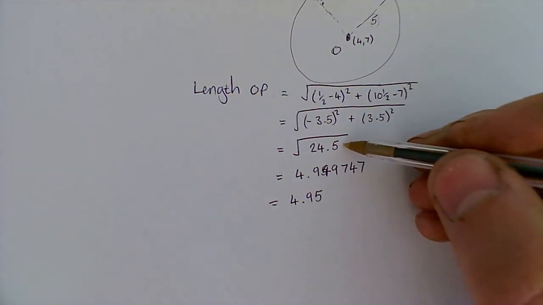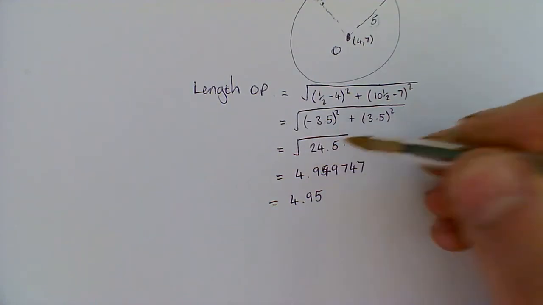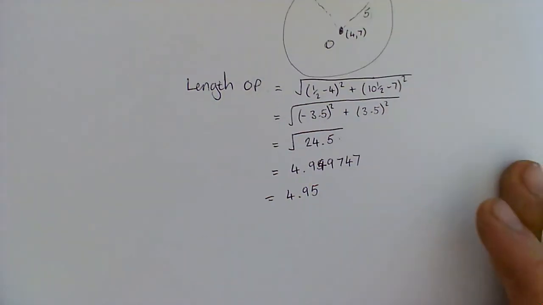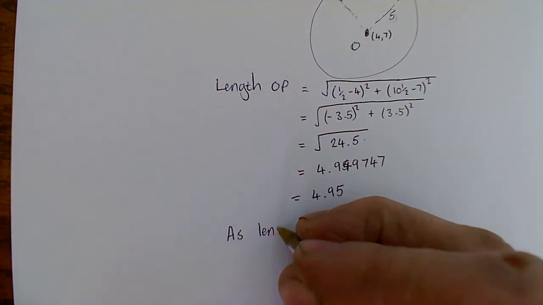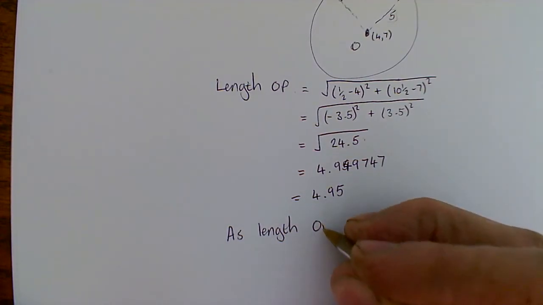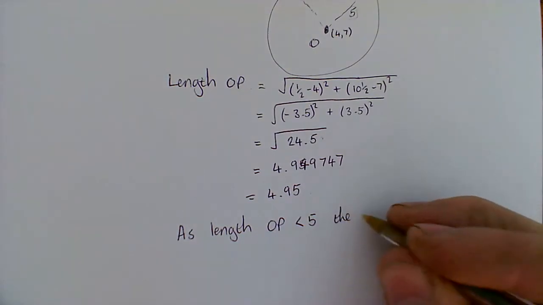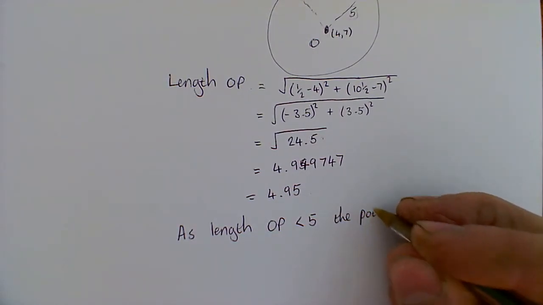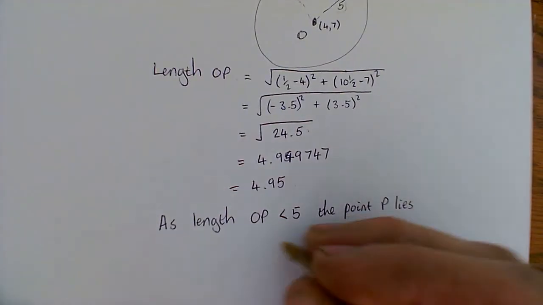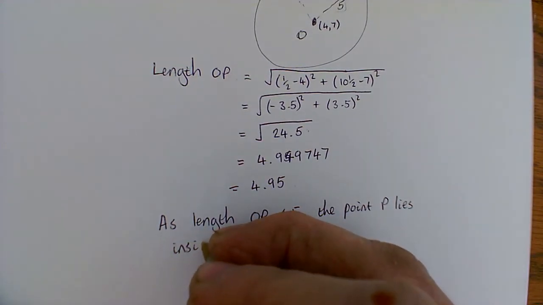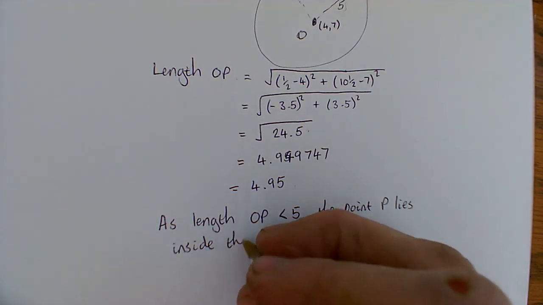Now, actually, we could have told that this square root is going to be smaller than 5 because we know the square root of 25 is just a bit bigger. But putting it as a decimal just confirms this. We need a conclusion. As length OP is less than 5, then the point P lies inside the circle. So this length OP is less than the radius, and so the point is inside the circle.